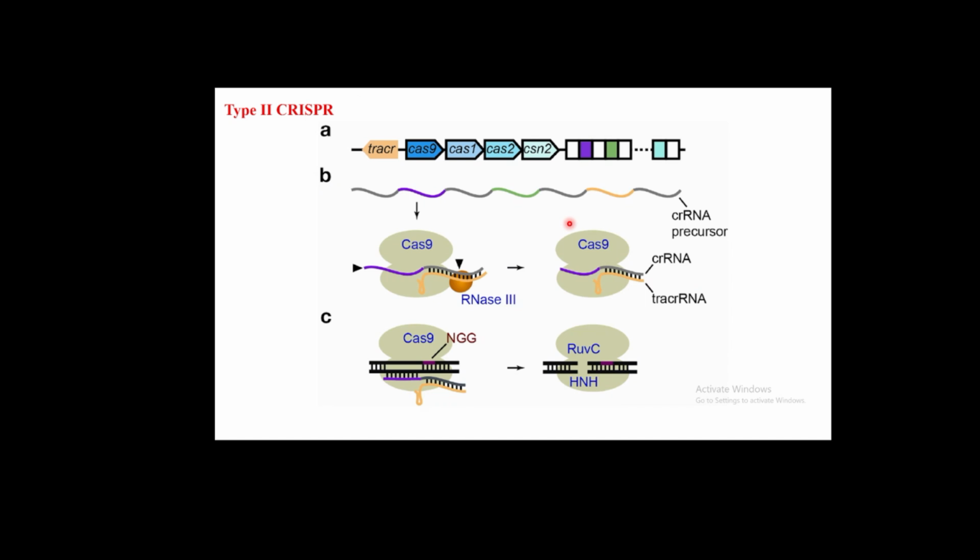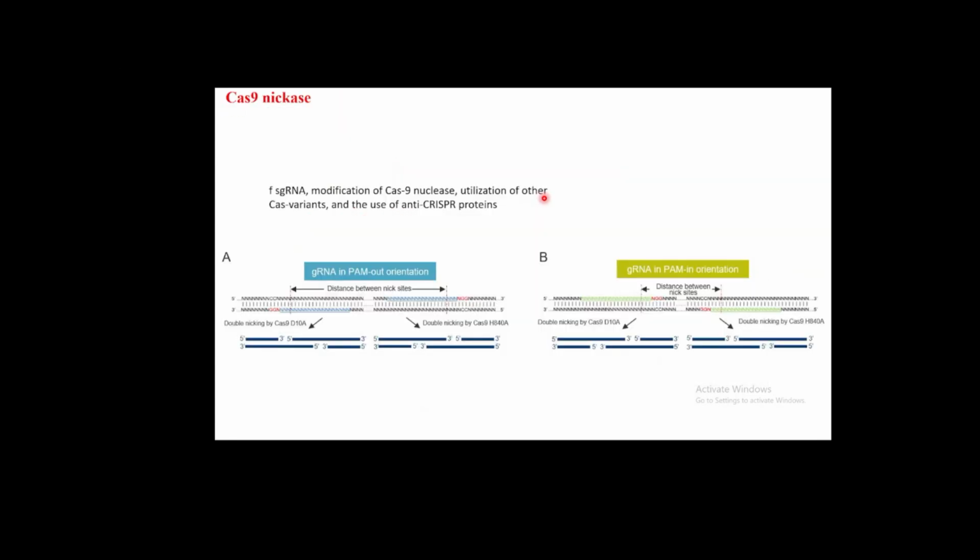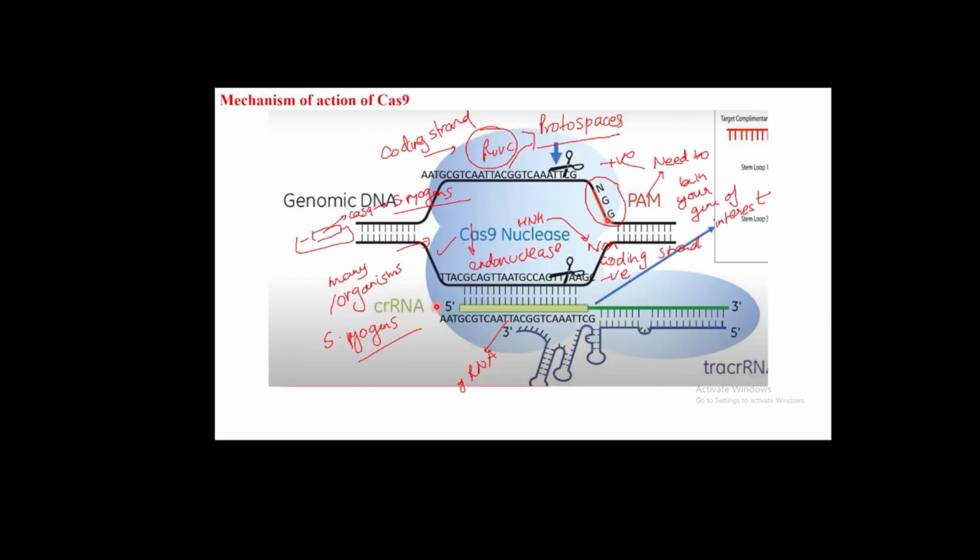Another difference is the tracer RNA. As I have already discussed with you, it need not be present in every type 2 CRISPR Cas protein. For example, in the case of Cas12 or Cas13, it is not present. So this is just the basics of CRISPR that I discussed.